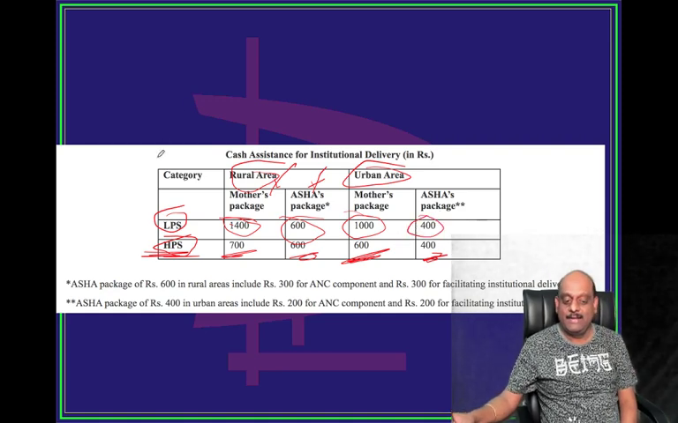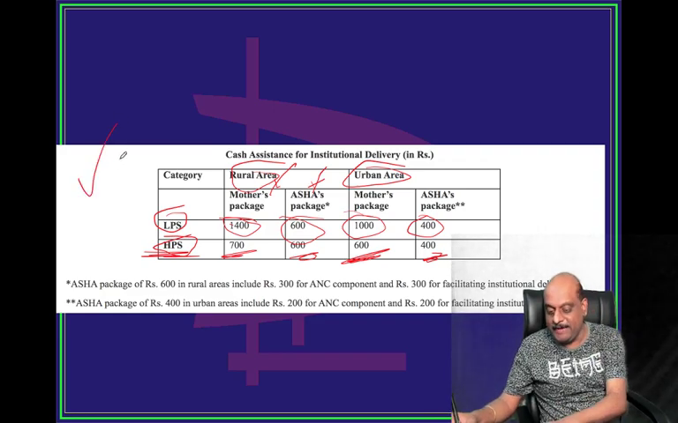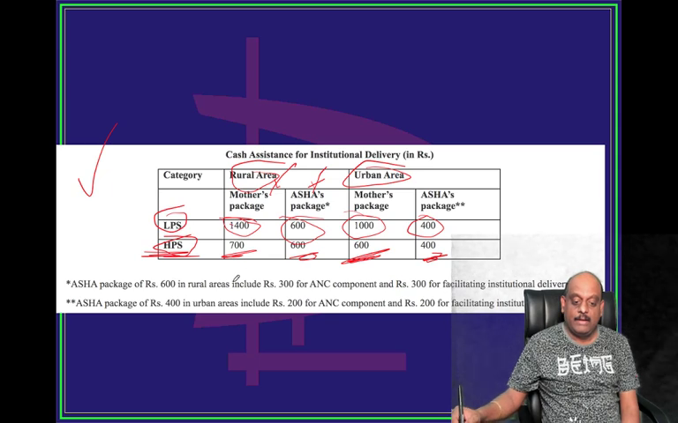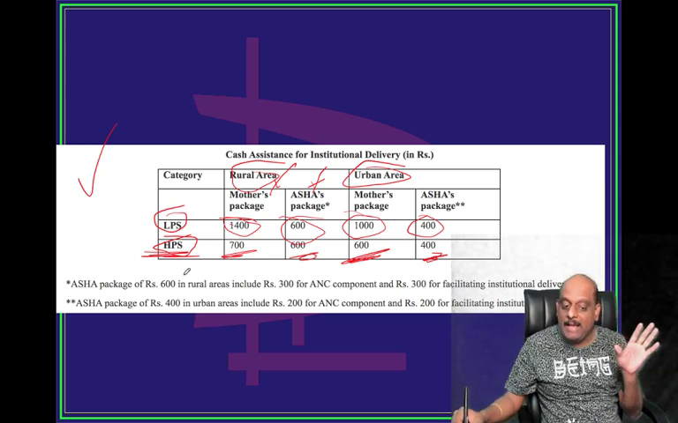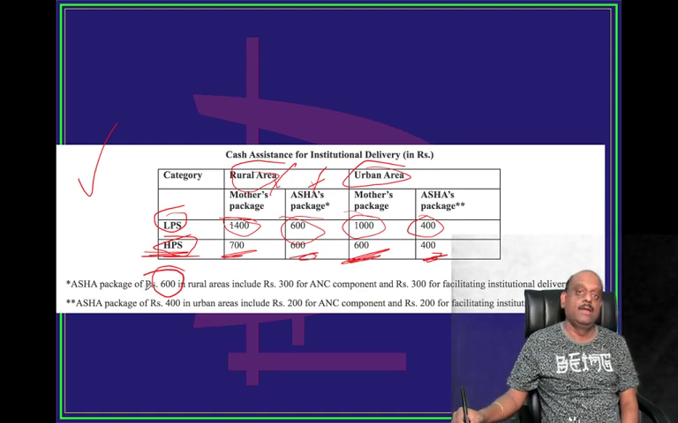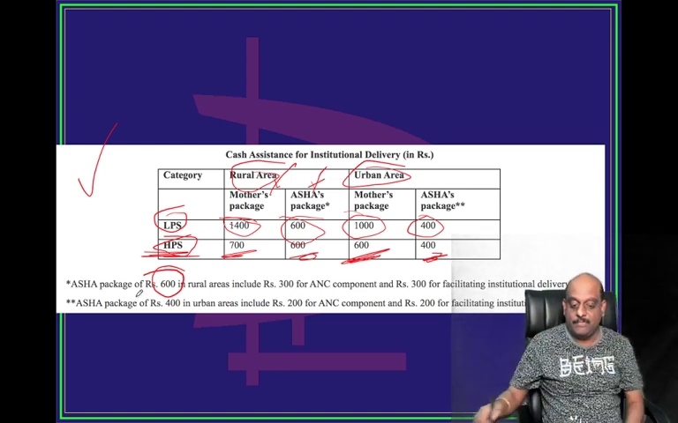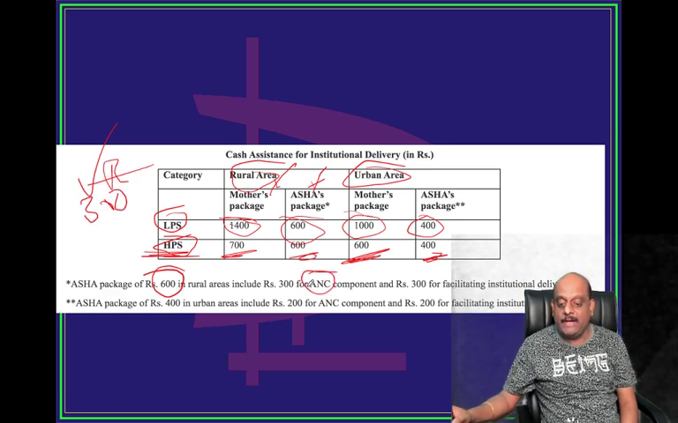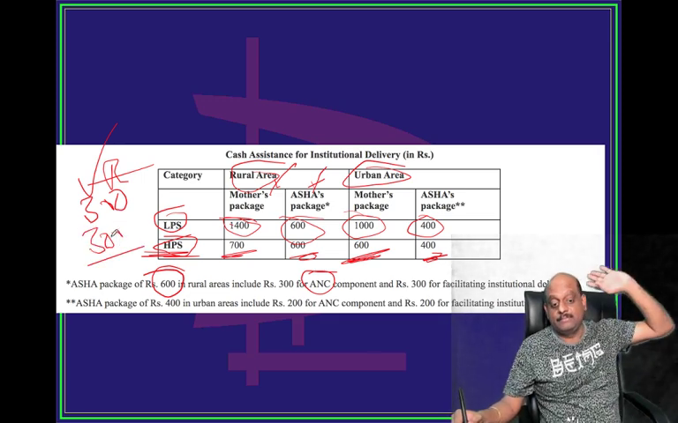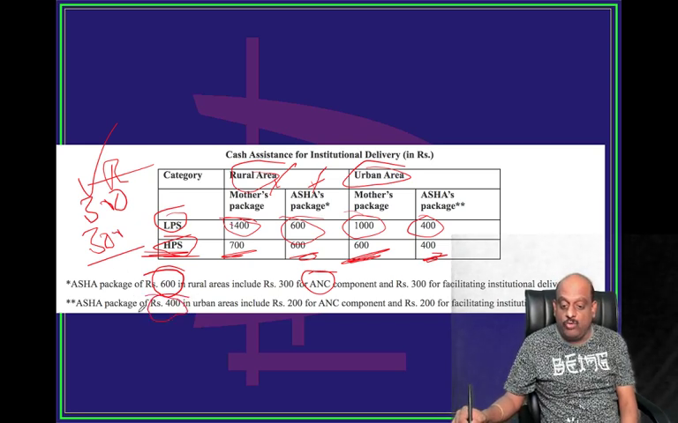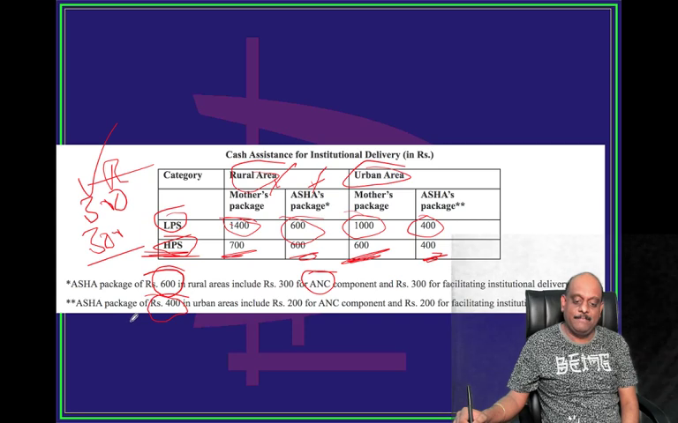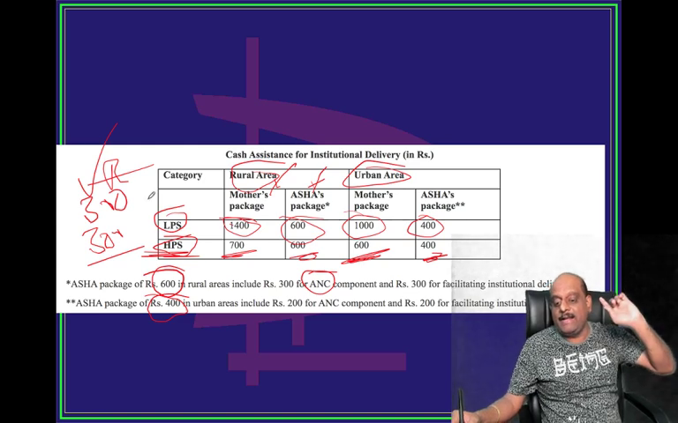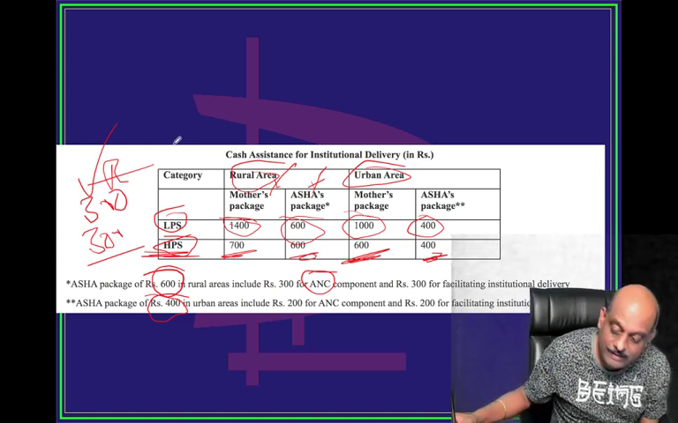You will remember it now? If tomorrow the examiner asks, answer quickly, son. And one more thing. The ASHA package of 600 in rural area has a small division. 300 rupees is the antenatal care component, 300 rupees for facilitating institutional delivery. Similarly, 400 rupees in urban area that is given to ASHA, 200 rupees for antenatal, 200 for facilitating the institutional delivery.